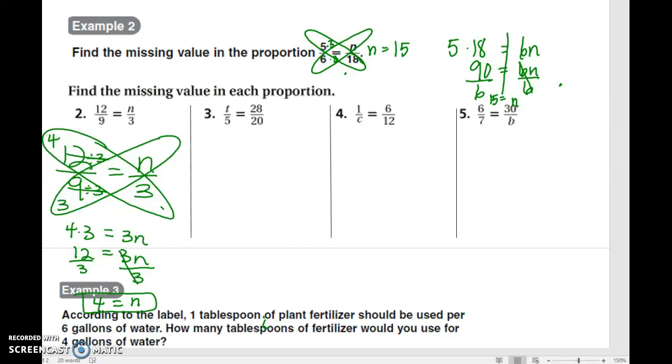Now it's harder. Notice I can simplify these before I do my cross multiplying. I can divide both of these by what? Not by 5, but I can divide by 4. Right? So this is going to equal 7 to 5. And that's going to make my cross products a lot smaller. So now my butterfly is going to be 7 to 5 and t to 5. So I'm going to have t times 5 equals 7 times 5.